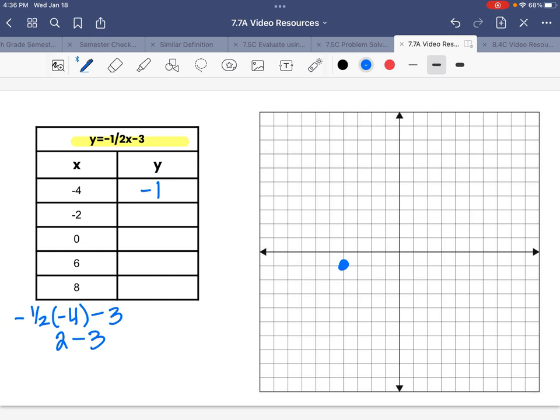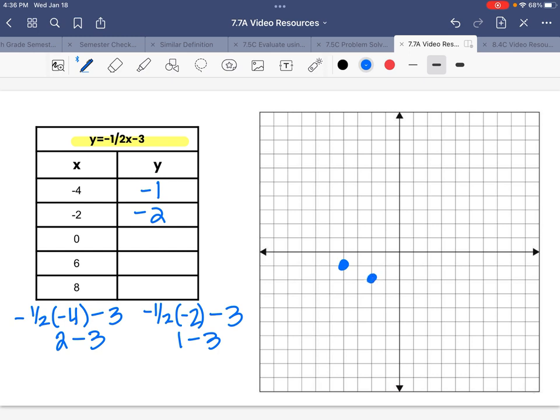And then I'm going to do the same thing for -2 now. So -1/2 times -2, and then minus 3. Well, -1/2 times -2 will become +1. Minus 3 is -2. So my next point I graph is (-2, -2).